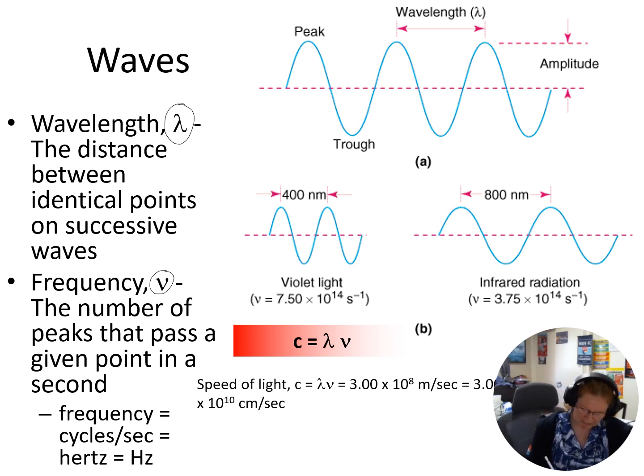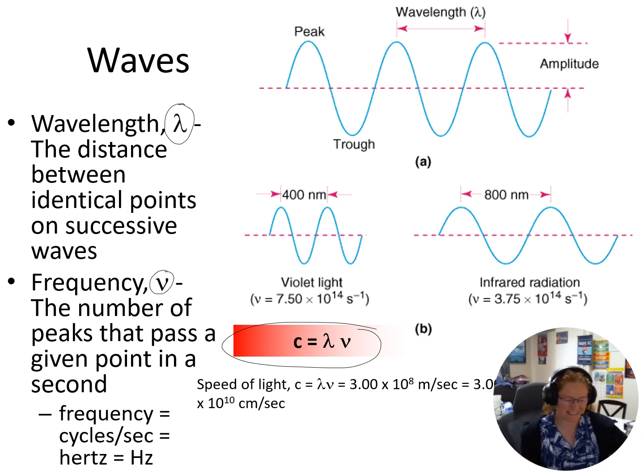And so I have a relationship right here in red. The speed of light is equal to lambda times nu, which is the wavelength times the frequency. And so if I know the wavelength, I can figure out the frequency because the speed of light is a constant. If I know the frequency, I can figure out the wavelength because the speed of light is a constant.